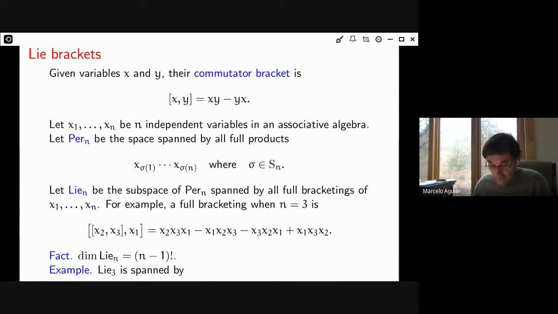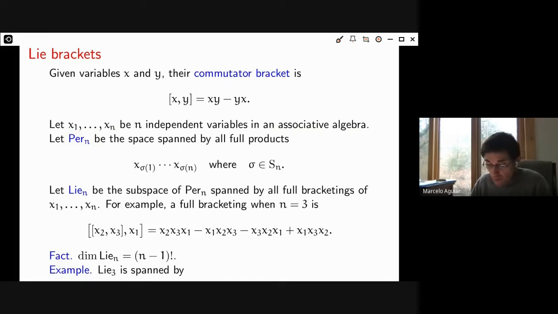So let's state the first basic definition, the two vector spaces that we want to look at. This is, of course, the usual commutator bracket between two elements in an associative algebra. And what I want to do is the following. I want to fix n variables, let's say n algebraically independent elements in an associative algebra, x1 through xn. And out of those n elements, I'm going to build two vector subspaces. One denoted by Pair n.